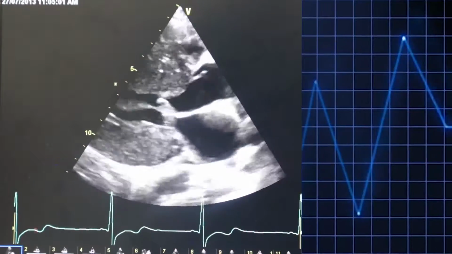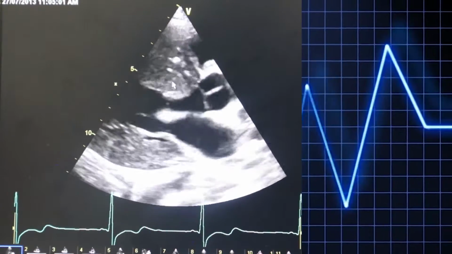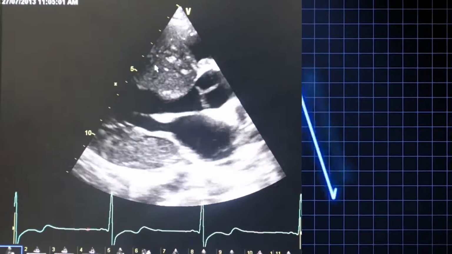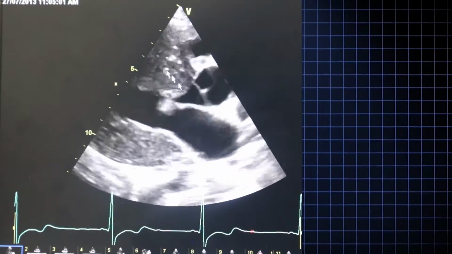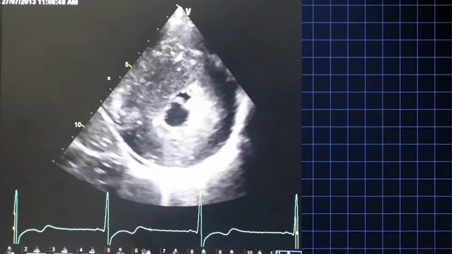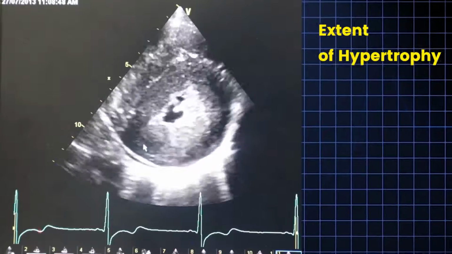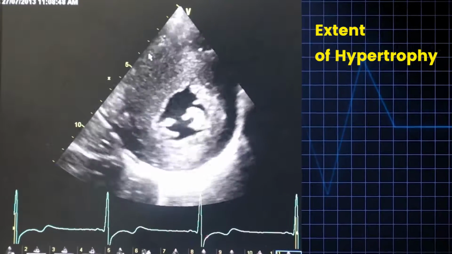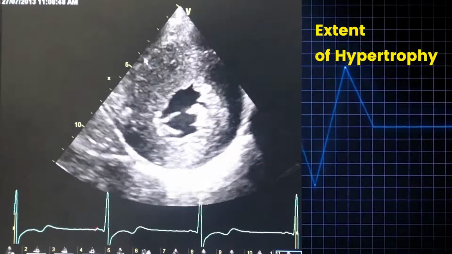Second, describe the distribution of hypertrophy and the maximal wall thickness. Why is that important? First, if you're planning surgery, you need to describe to the surgeon where the segments are as they're hypertrophied, in this case diffuse, and how far that hypertrophy extends.